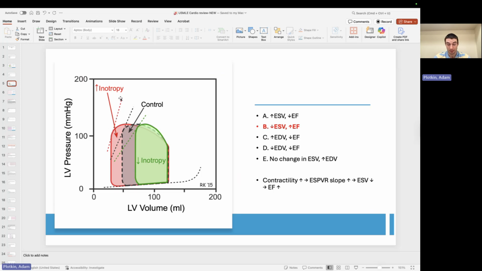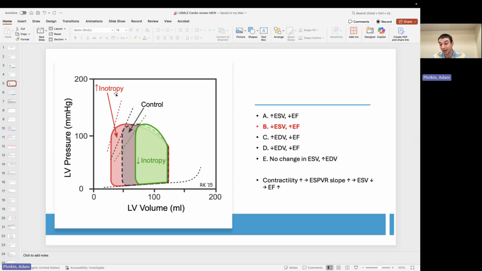So if you think about it, the inotropy is kind of the slope of this curve. So this gray box is my control. The low inotropy, so something like a beta blocker or heart failure, would be a very low slope, this green box, and then a higher inotropy, such as giving a drug like dobutamine or milrinone, can increase your inotropy. It increases your slope, right?